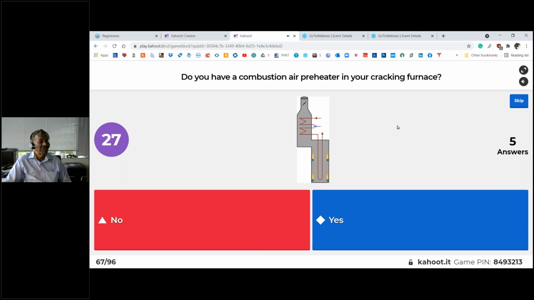So do you have a combustion air preheater in your cracking furnace? Most of the people don't have it, but it could be something nice to have, as a combustion air preheater improves the flame patterns in the furnaces.